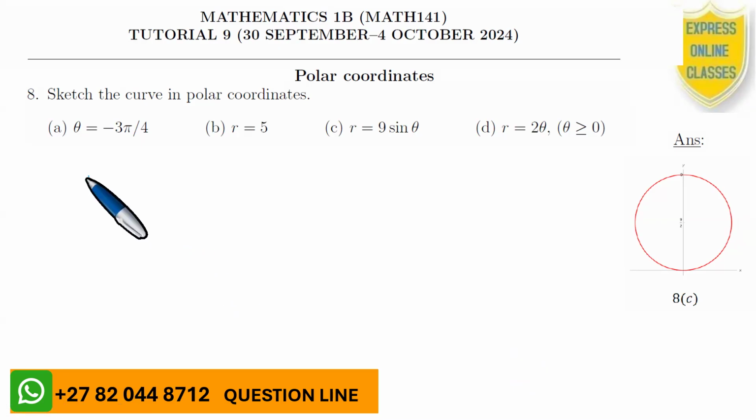Right, if you look at part C, what you're able to achieve? R equals 9 sin theta. We actually can deal with this one, but there are a couple of ways to sketch it as well. But how do we actually get to sketch this one here? We can sketch it by looking at a couple of things.